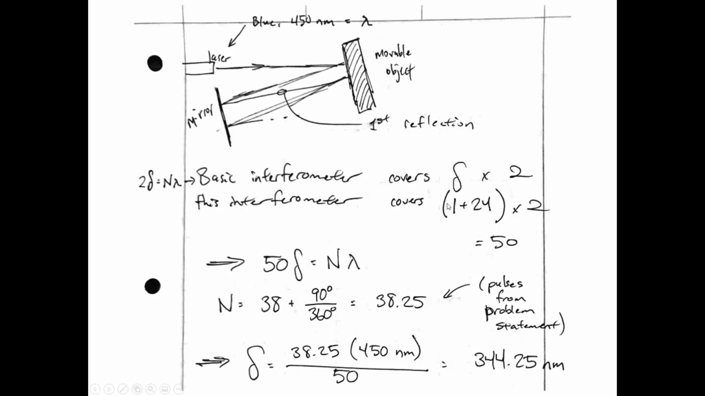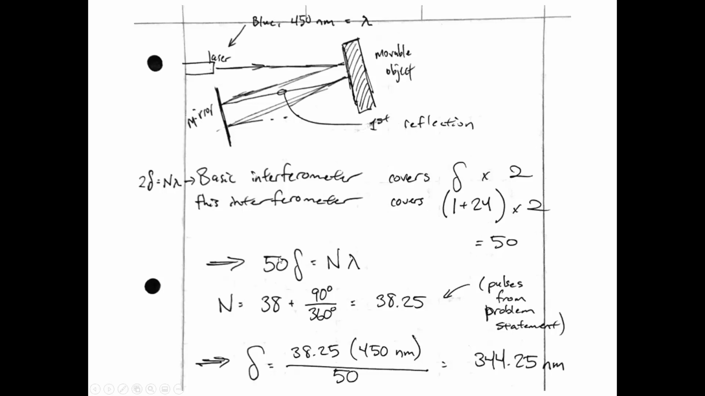So normally we would have 1 times 2, but here we have 1 plus 24 times 2, so we'd actually have 50. That's what we want. Our 2 would have to become a 50. So 2 delta equals n wavelength is the basic interferometer, covers delta times 2. This interferometer covers the normal one plus 24 reflections back. So 25 times the 2, which is 50. So 50 instead of 2.